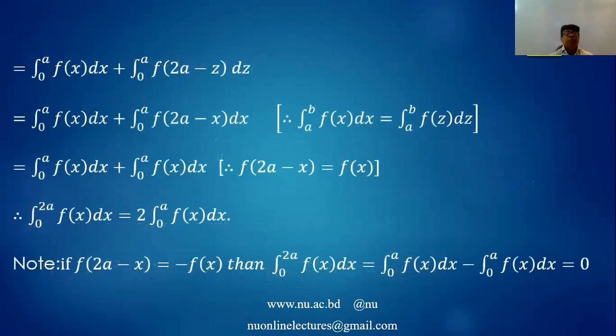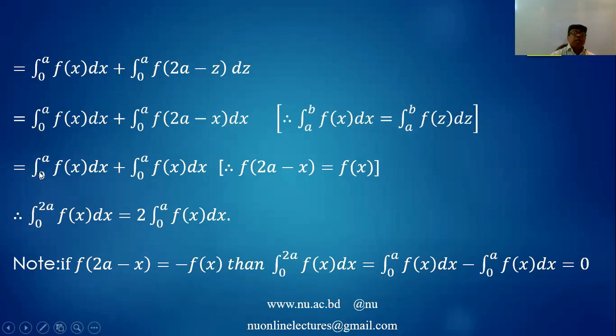Now integration 0 to a f of x dx plus integration 0 to a f of twice a minus z, with minus dz. If you change the minus, the limits will be changed: lower and upper are swapped, so the upper value is a and the lower is 0. As we know, integration a to b f of x dx equals integration a to b f of z dz, so from this logic it will be f of twice a minus x dx.